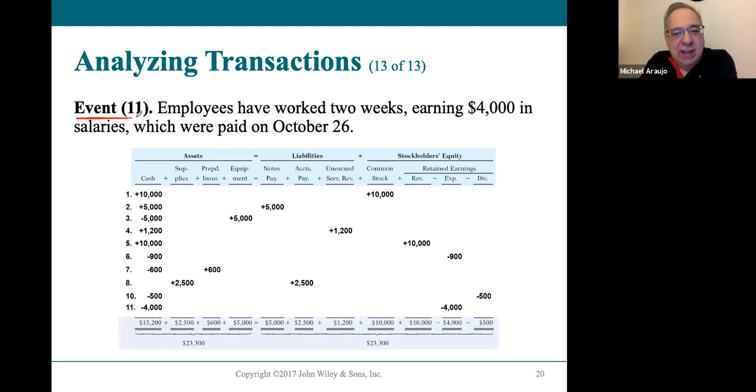And the very last event that we looked at here is employees were paid $4,000. So now that we paid them, it's a transaction. We got to mark it down. Whenever we pay employees, we call that a salaries and wages expense, right? Expenses take away from retained earnings, as you know. And of course, we pay them in cash, so we have less cash. So who's next? This is the last one, for this round.